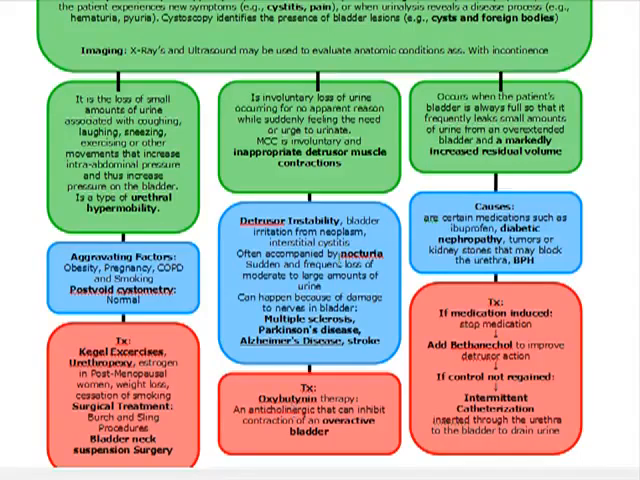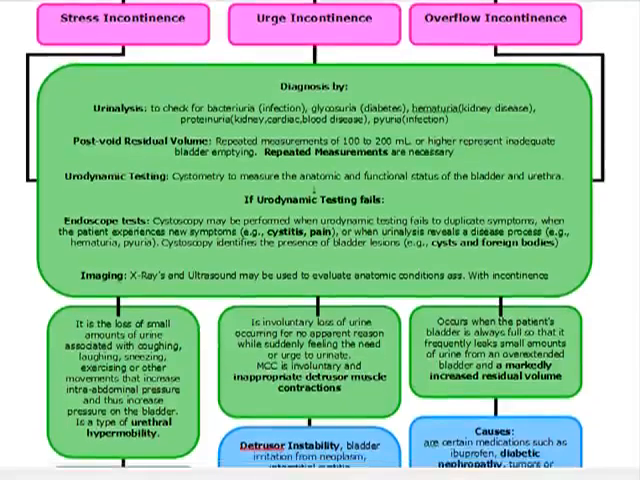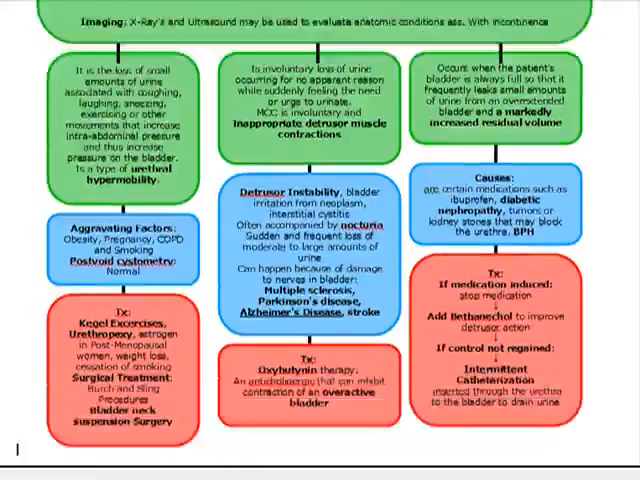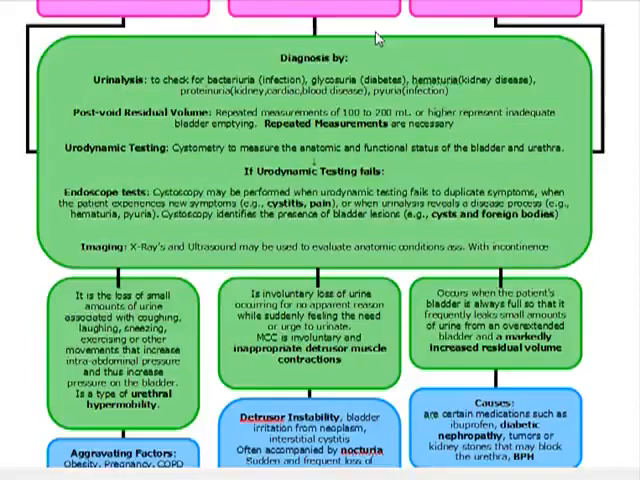Common causes, this is the one I was talking about: multiple sclerosis, Parkinson's disease, Alzheimer's is a huge one, and stroke. So if the patient has a sudden urge to urinate and they have inappropriate detrusor muscle contractions, I want you to think of urge incontinence. And with urge incontinence and inappropriate muscle contractions, we want to give something that inhibits the contractions, which is oxybutynin. So for urge incontinence, I want you to remember multiple sclerosis, Parkinson's, Alzheimer's, and stroke. Neurological problems are going to be associated with urge incontinence, all right?